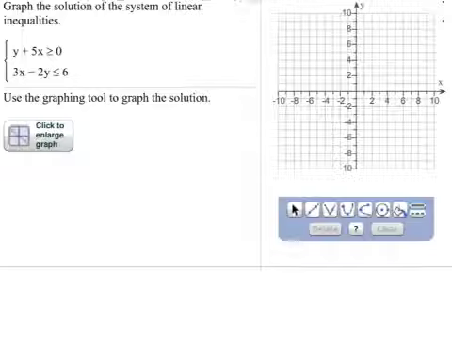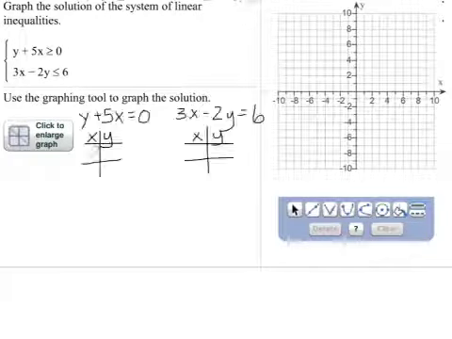Okay, looking at number 6, again, these inequalities don't have y by themselves. So again, I think I'm going to use the method of making a table to create my lines for these two inequalities. Okay, so if I substitute 0 in place of x in my first equation, then I know that y is also going to have to be 0, because the only thing you can add to 0 and get 0 is 0. So 0, 0 is one of the points on this line.